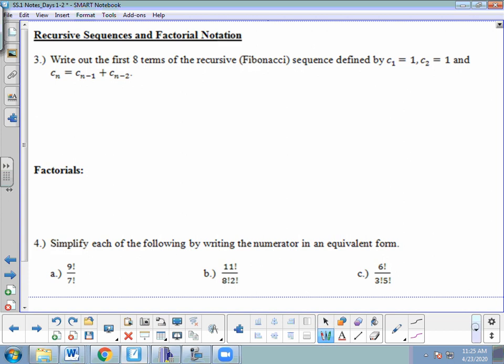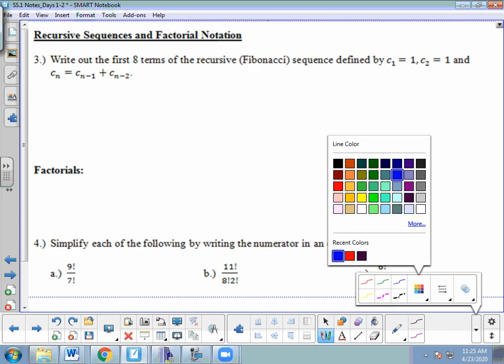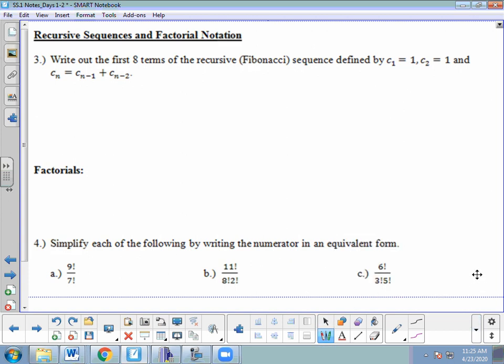So if we want to find the third one, C sub 3 is found by taking C sub n minus 1, which is C sub 2, plus C sub n minus 2, which would be C sub 1. So C sub 2 is 1, and C sub 1 is 1. So if I take 1 and I add it to 1, that's 2. So C sub 3 is 2.